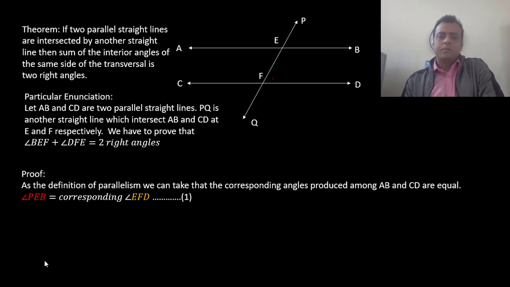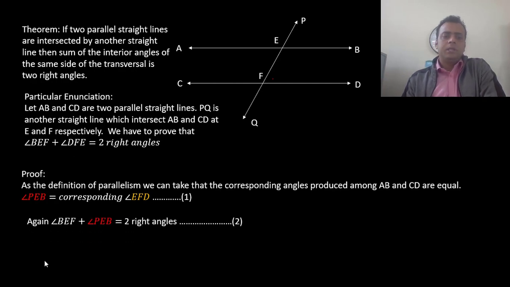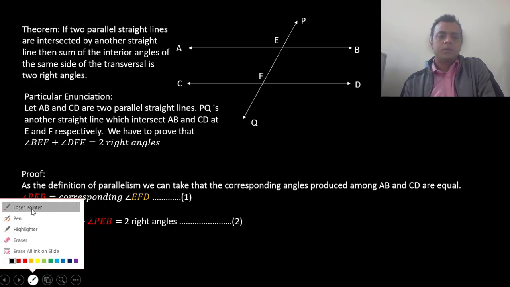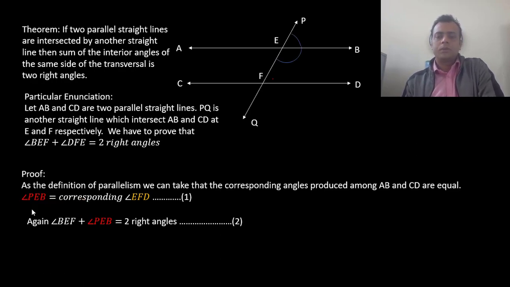And then again, angle BEF plus angle PEB is equal to two right angles. You can see that here, angle BEF and PEB. These two angles will make two right angles. How? You can see angle BEF and PEB, these two angles make a straight angle. You can see here two right angles.